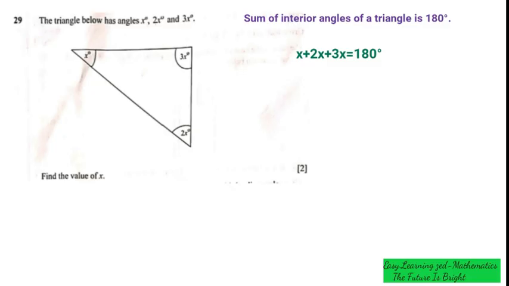Now, once we have done that, we're going to evaluate x plus 2x plus 3x, which should give us 6x, which is equal to 180 degrees. Then I'm going to divide both sides by 6. So 6x divided by 6 will give us x, which is equal to 180 degrees divided by 6, which gives us 30 degrees. Okay, so the value of x in this scenario is 30 degrees. Okay, we can go to the next question.